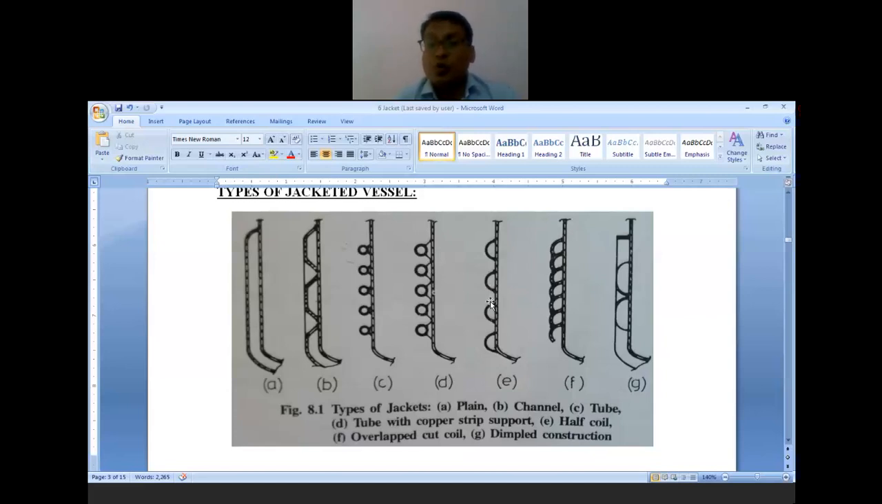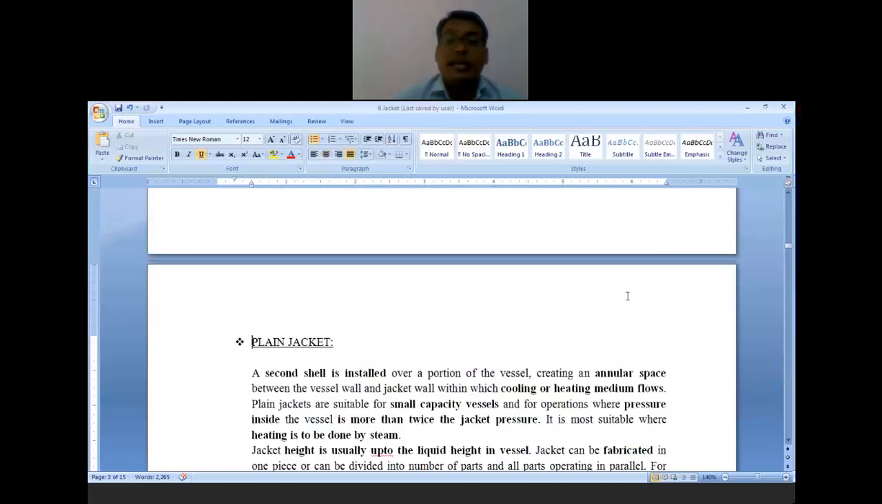That means a pipe that is cut into two and then welded to the vessel. So it is a half coil. Then next is the overlap cut coils, which are overlapping of the cut coils. Then next is a dimpled construction. Certain dimples have been provided intermittently, so that the heat transfer is enhanced. Now in understanding these jackets and coils, the basic requirement of heat transfer is also essential.